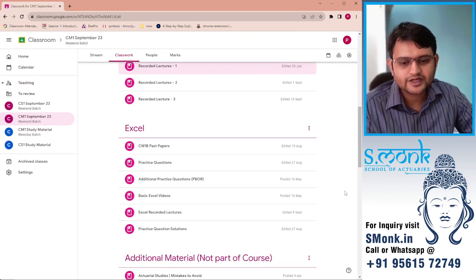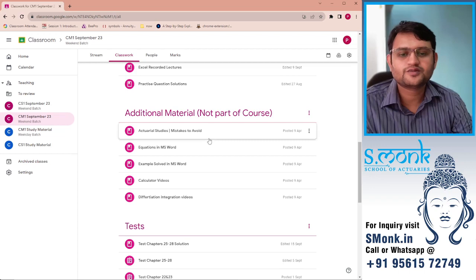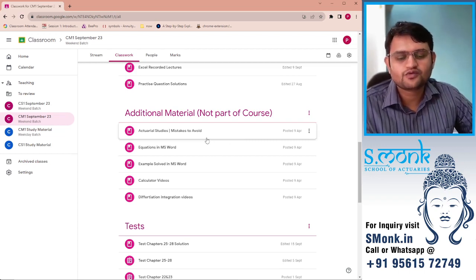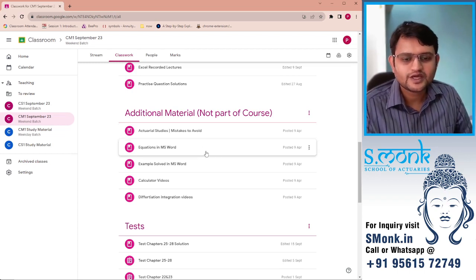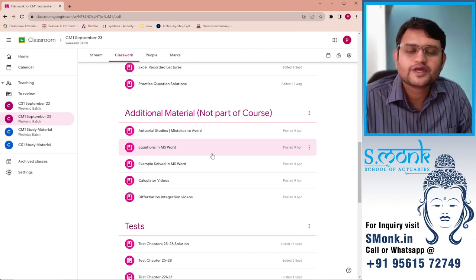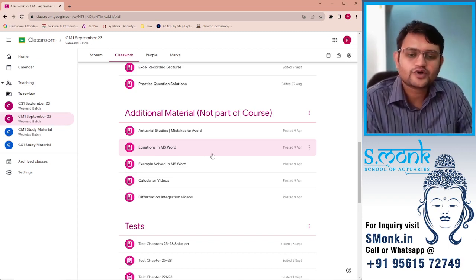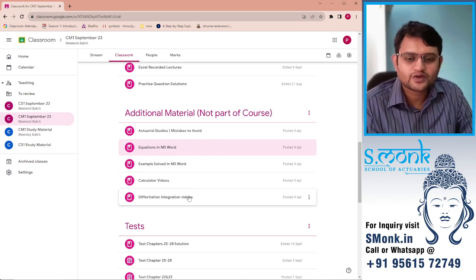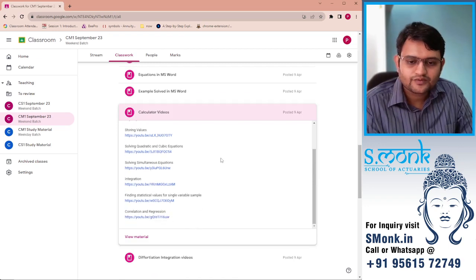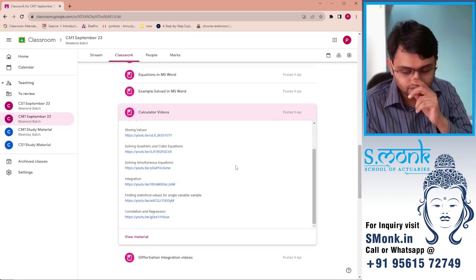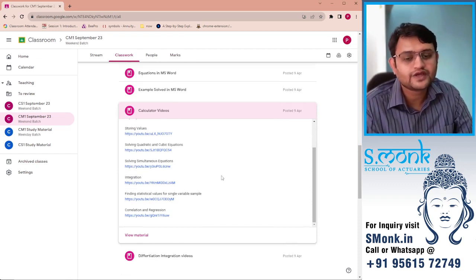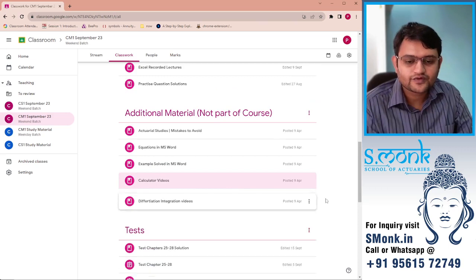Then the Excel material. There are a few additional materials that are not actually part of the course, but simple videos like mistakes to avoid while you are doing the actual studies. There are equations in Microsoft Word, because for IFOA the examination is written on Word, so you need to know how to make equations and stuff. Calculator videos: all the calculator stuff we are going to learn, I have made videos on it, and you can refer to that whenever you want.